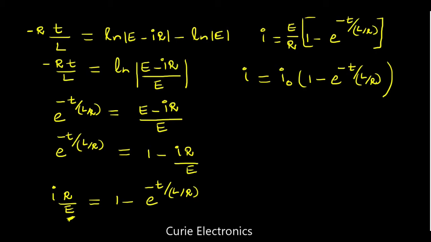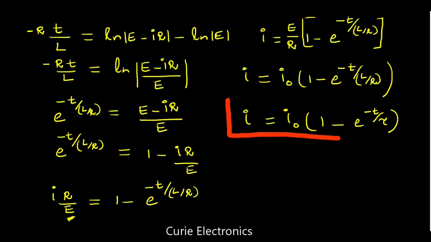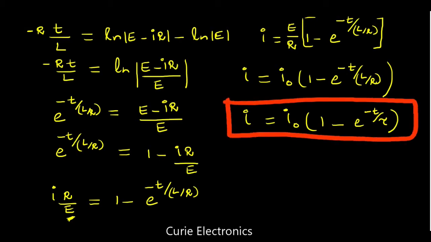So how can we write it? I equals I naught multiplied by 1 minus e to the power minus t, instead of L by R, what we can write? Tau. So we got a beautiful equation. This equation represents the growth of current in an inductor. Growth of current in an inductor.